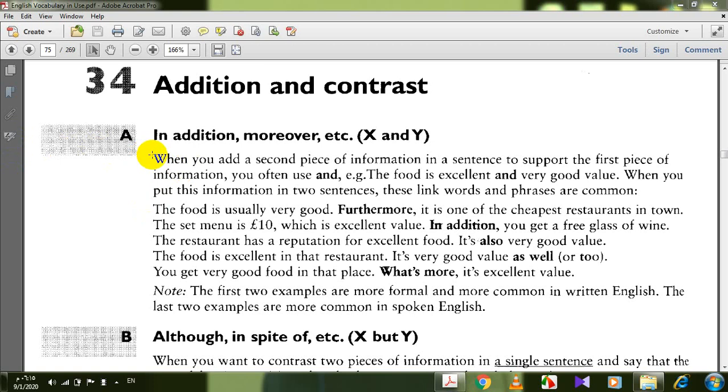Okay? So here, in addition, moreover, etc., X and Y. When we add a second piece of information in a sentence to support the first piece of information, we often use "and". For example, the food is excellent and very good value. When you put this information in two sentences, these link words and phrases are common. Let's have a look at the most common link words that are used to connect similar ideas.